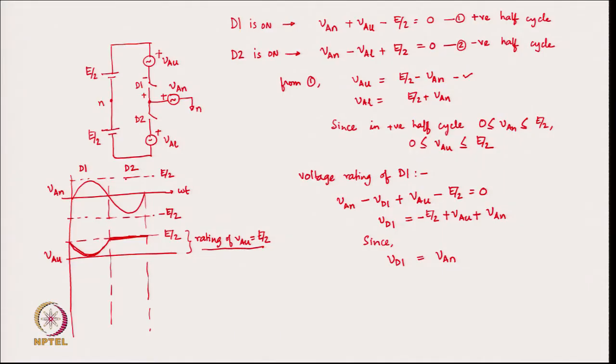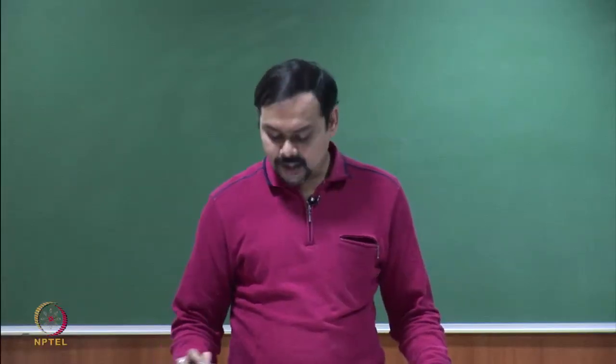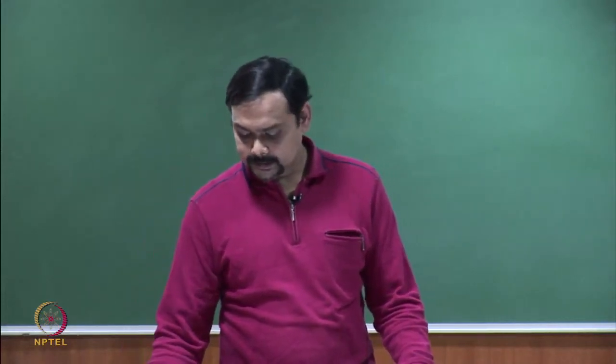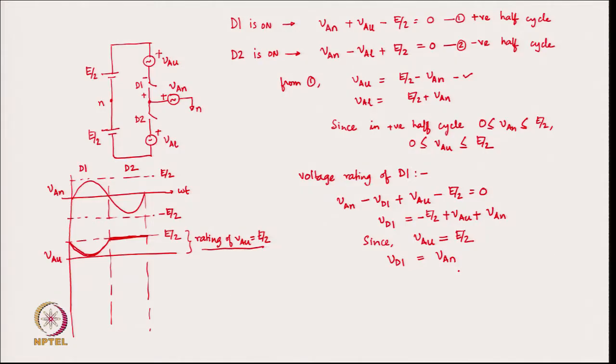negative half, that is during this time, the VAU voltage is clamped to E by 2. So, we can say since VAU is equal to E by 2, okay, therefore, the voltage of this one is equal to VAN. Okay. So, this means that the voltage rating of the director switch is equal to the peak AC voltage. Okay. So, therefore, voltage across D1.